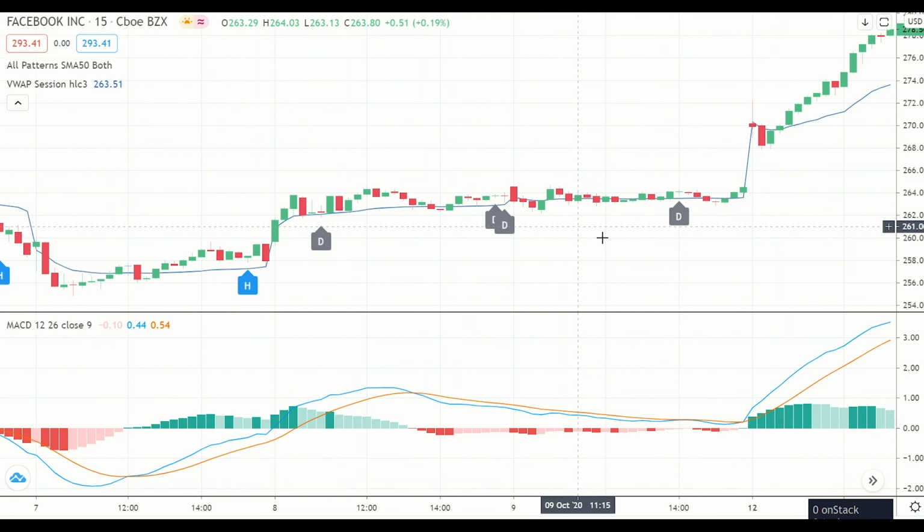So those were some examples of trading strategies with the help of MACD, VWAP and candlestick patterns.